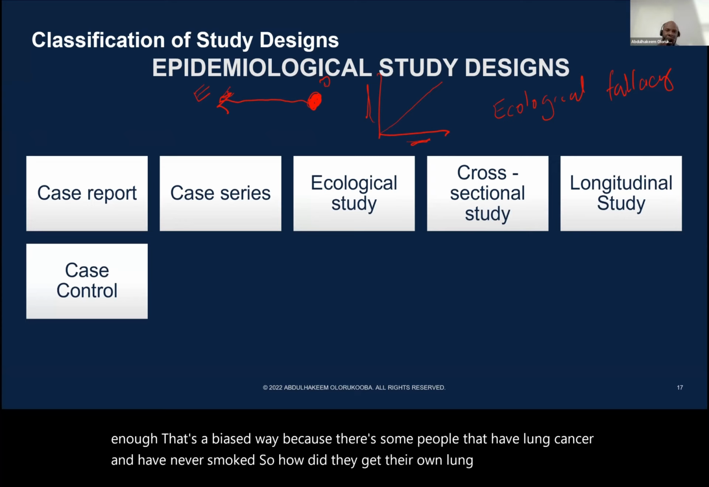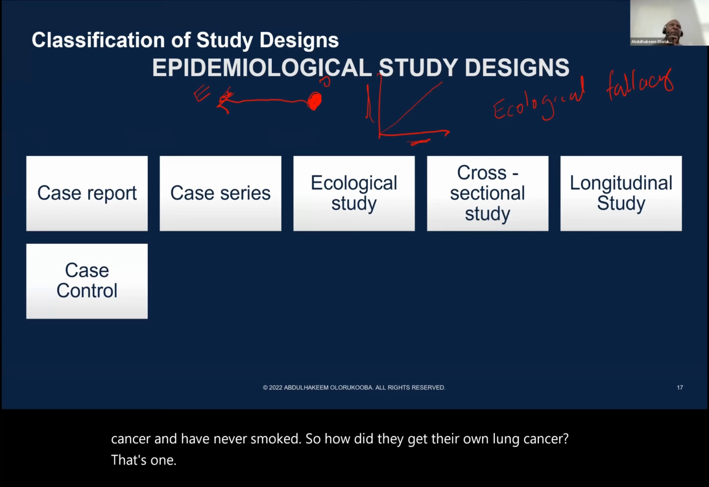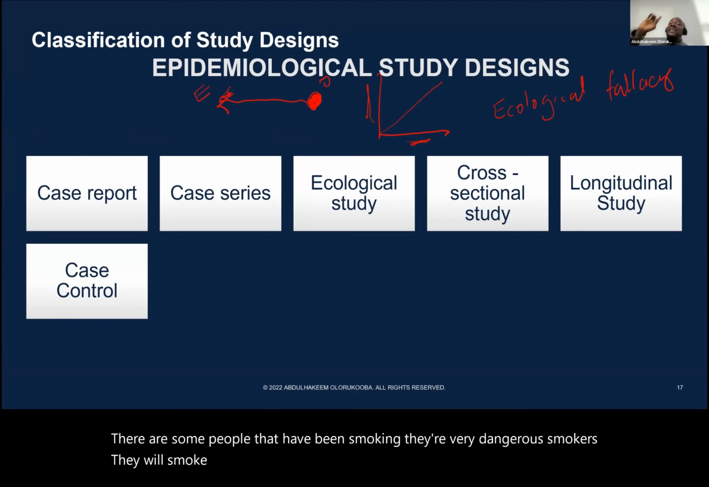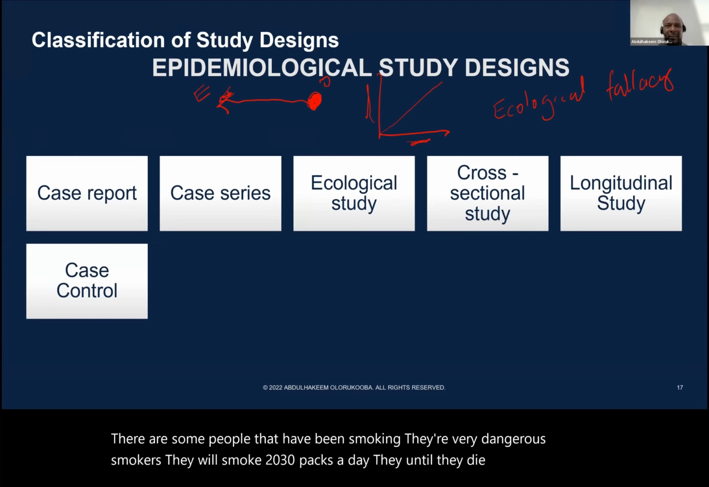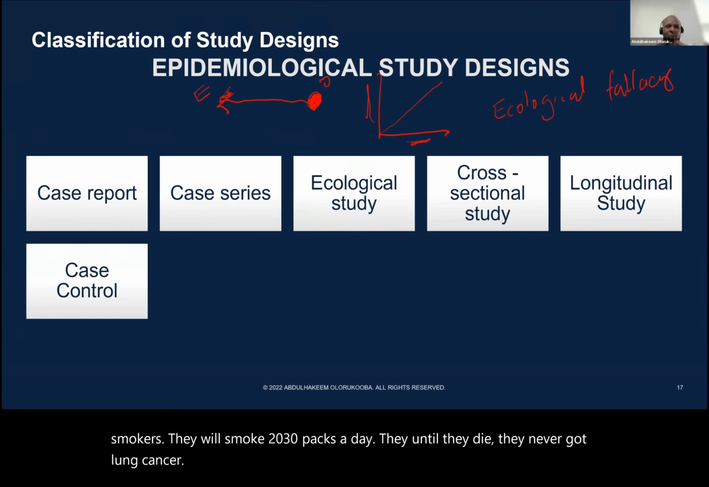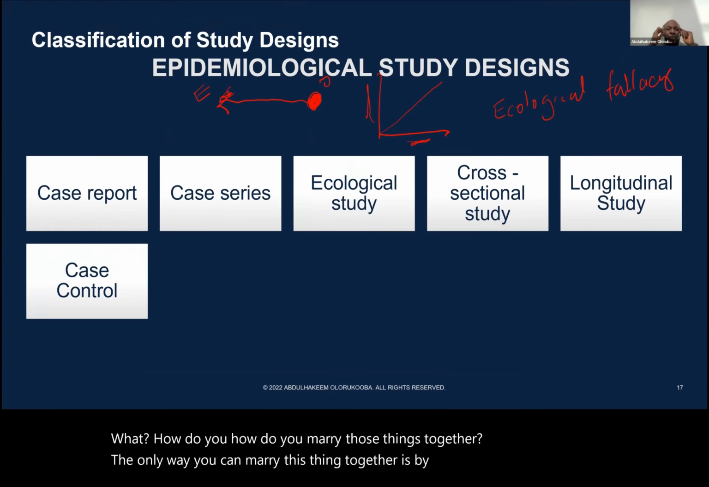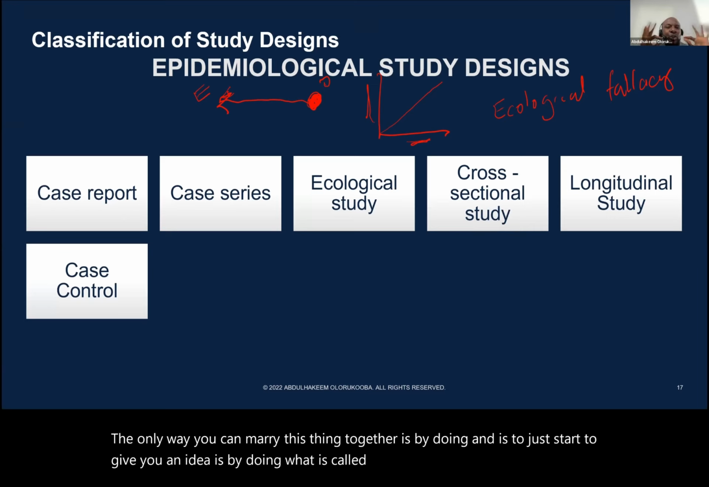That's one. Then there are some people that have been smoking. They are very dangerous smokers. They will smoke 20, 30 packs a day. Until they die, they never got lung cancer. So how do you marry those things together? The only way you can marry this thing together, just to start to give you an idea, is by doing what is called an analytical study.